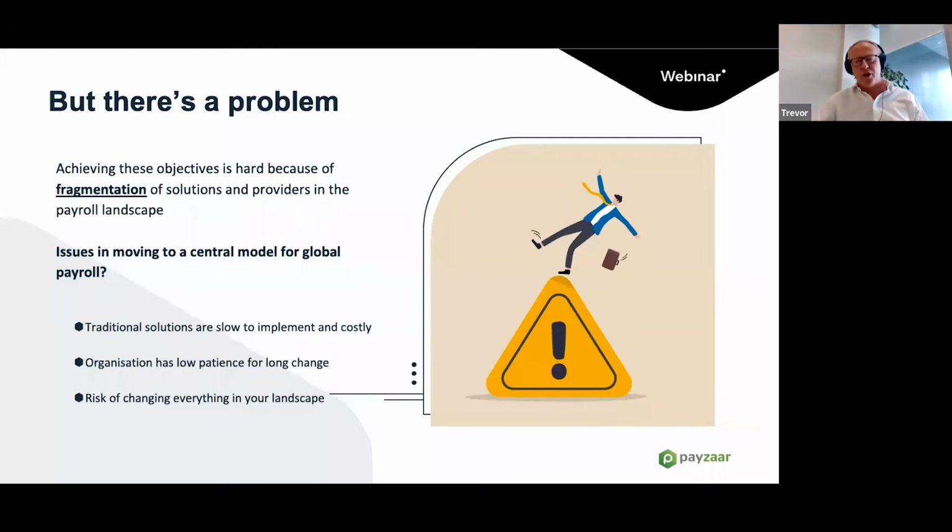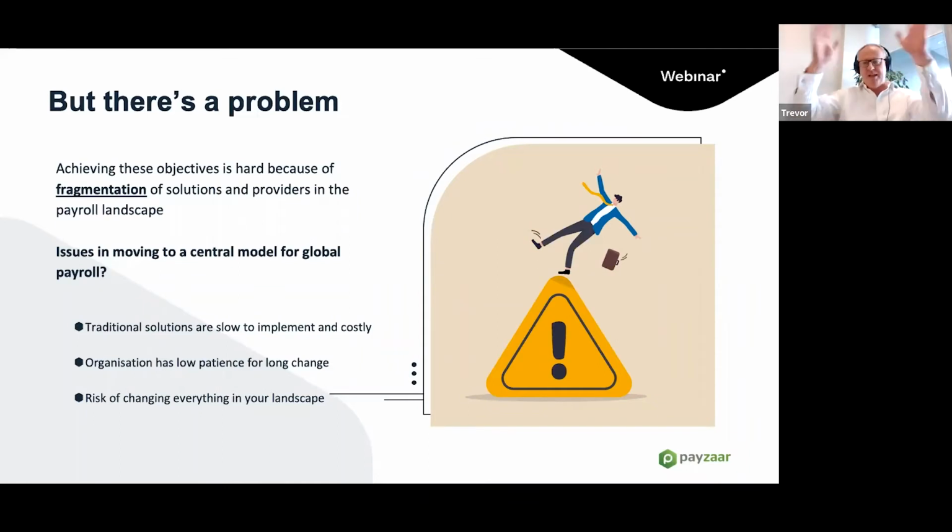And organizations now have pretty low patience for long-running projects. They want to see high impact. They want to see results quickly. And what's in the market today from your traditional global payroll providers, they're just slow to implement. They're very, very costly. And the risk is very high. Disruption is very high because the model is all about rip and replace.